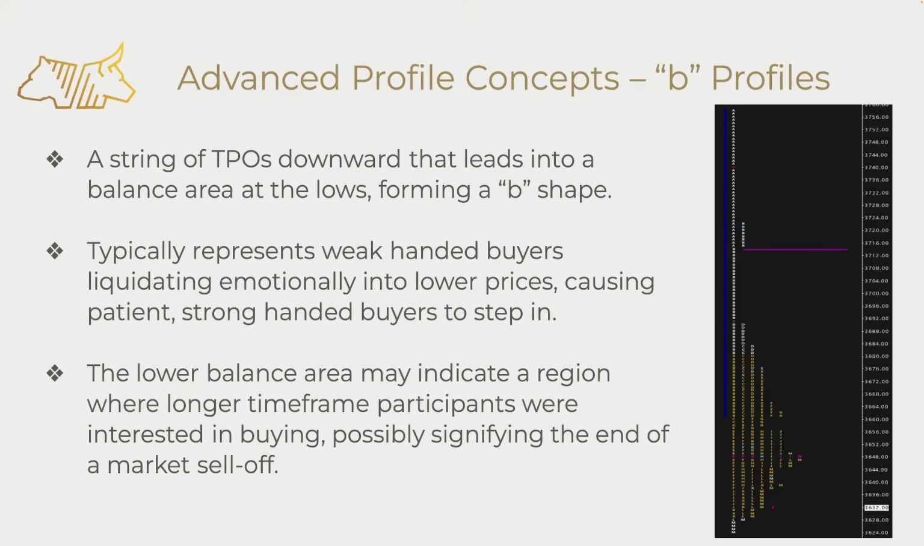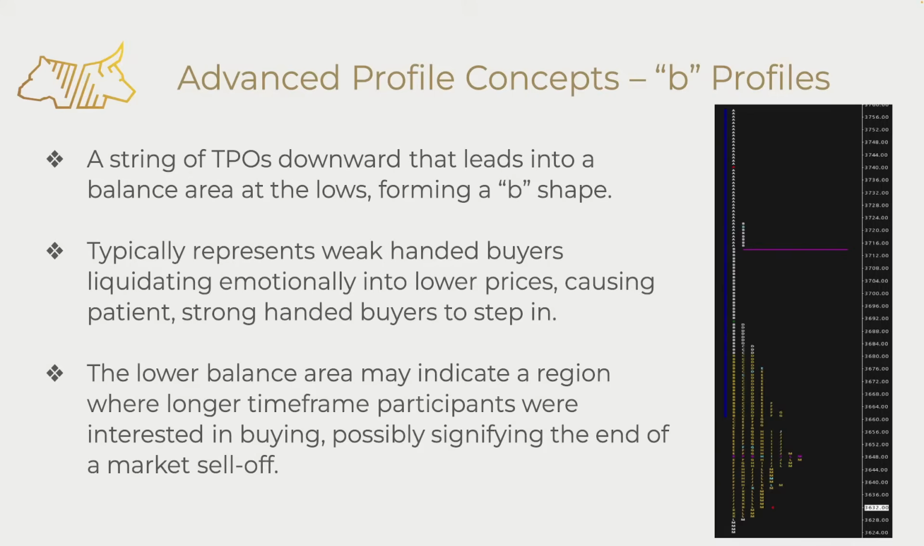Now, if you're in the TradeAtEase Discord, you probably heard us talk a little bit about B profiles. What's a B profile? A B profile is basically a profile where we have a string of downwardly trending TPOs that then leads into a balance area that forms at the lows of the day. And when you look at this market profile chart, it very much looks like a lowercase b, which is why we call it a B profile.